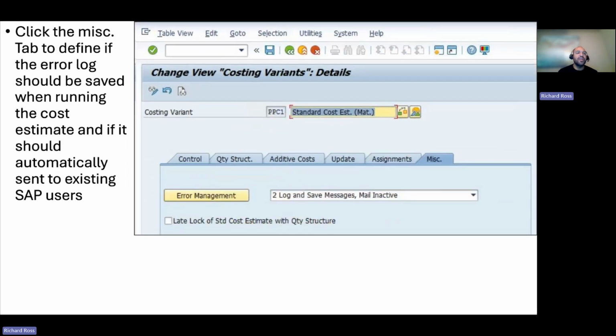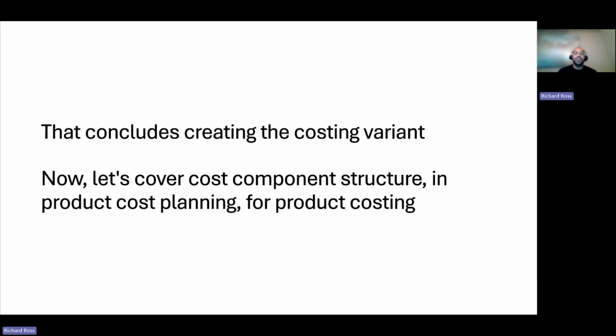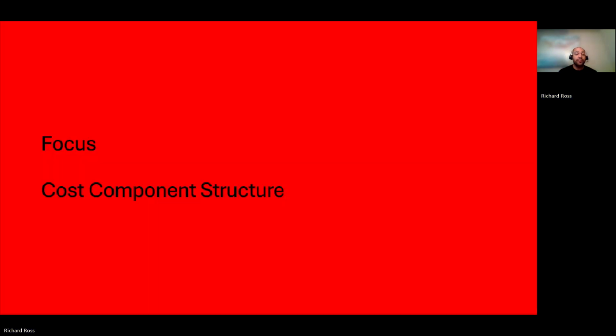Click the Miscellaneous tab to define if the error log should be saved when running the cost estimate and if it should automatically be sent to existing SAP users. That concludes creating the costing variant. Now, let's cover cost component structure and product cost planning for product costing.